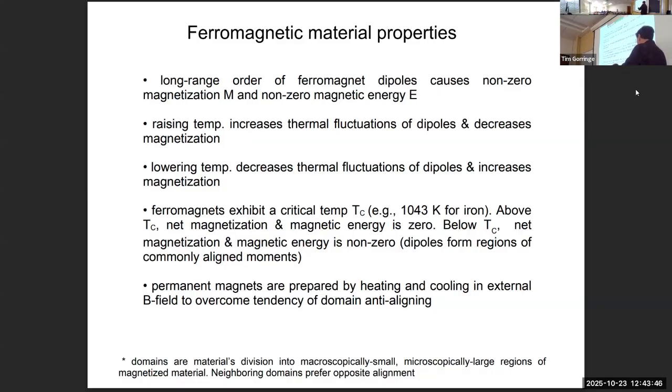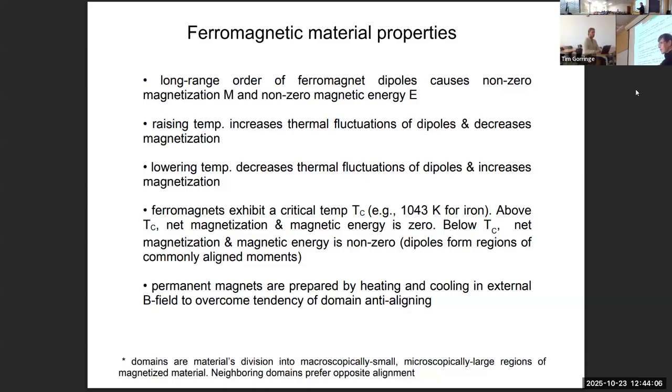It's the reason why you can prepare magnets or destroy magnets by heating and cooling. If you heat up a magnet, you can destroy its magnetization. If you cool down a magnet, you can create its magnetization.